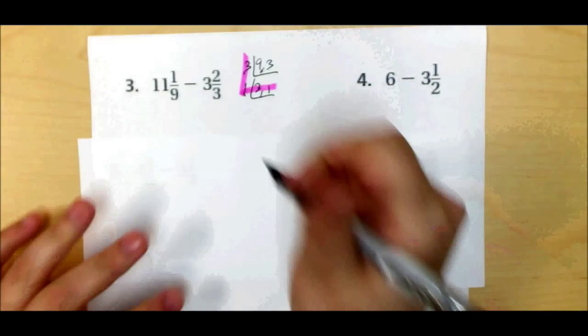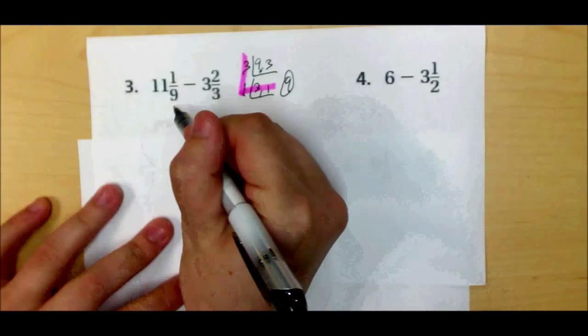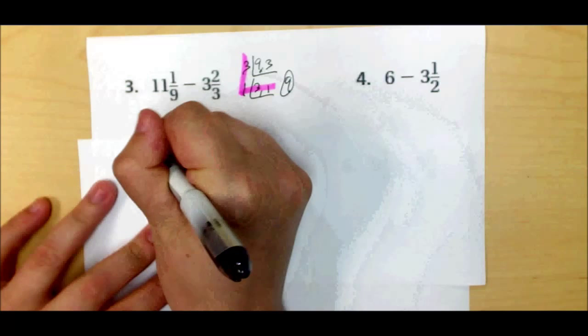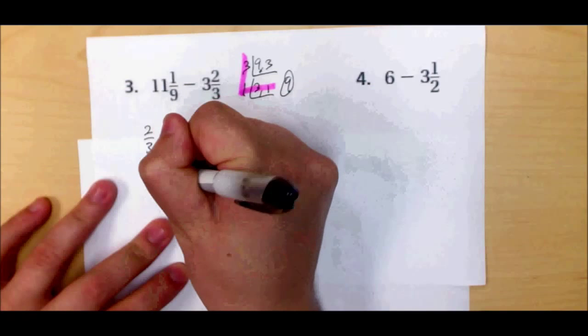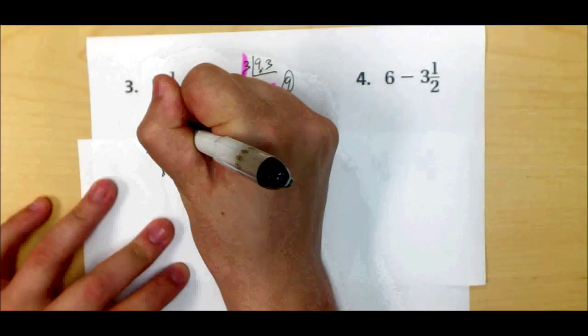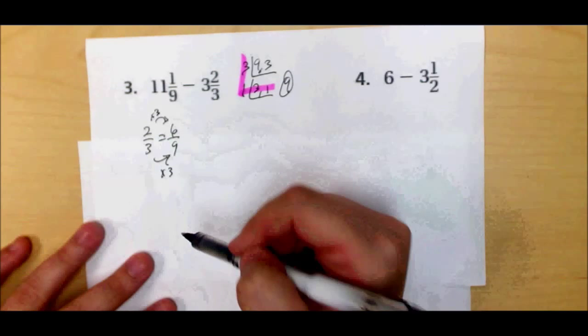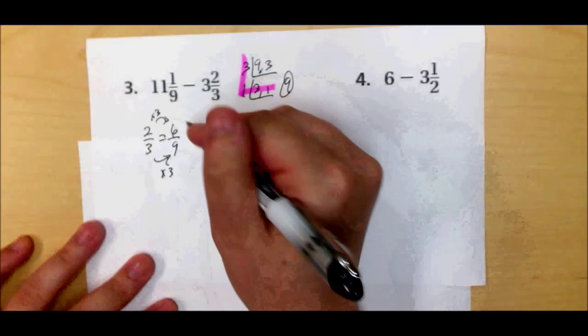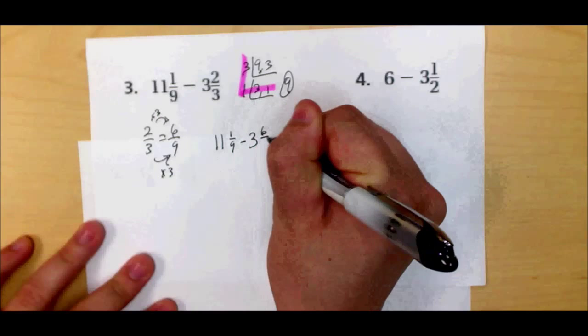And I get 3 times 3 is 9. That's my least common denominator. This is already in ninths. So I'm going to change the 2/3 equal blank over 9. And 3 times 3 is 9. 2 times 3 is 6. So I have to multiply the top and bottom by the same number, remember. So now this becomes 11 1/9 minus 3 6/9.